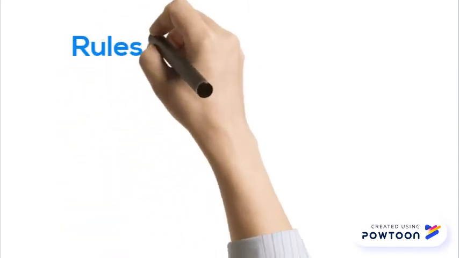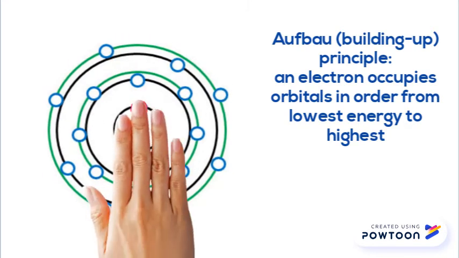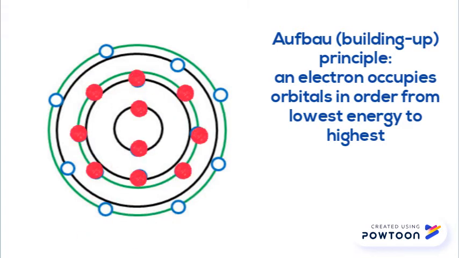There are some rules needed to build electronic configurations of atoms. The first rule is the Aufbau principle. Electrons are added to the lowest energy orbitals before moving to the higher energy orbitals.